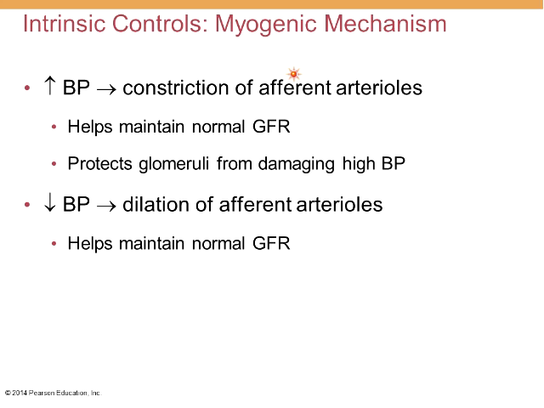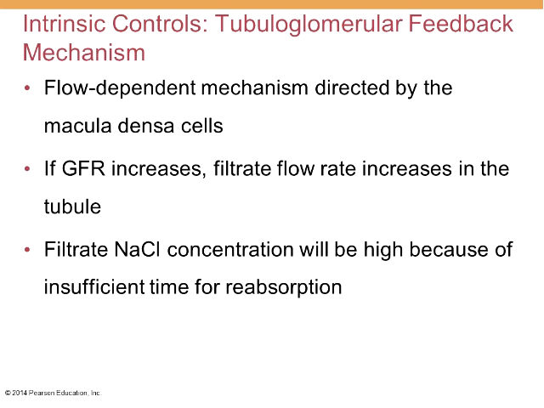Now, the opposite is true also. If there's a decreased blood pressure, it will dilate those afferent vessels and try to maximize the glomerular filtration rate so that we can keep blood flowing to the glomerulus. Now, the tubular glomerular feedback mechanism is a flow-dependent mechanism directed by the macula densa cells we talked about. If the GFR, the glomerular filtration rate, increases, the filter flow rate increases in the tubule. The filtrate sodium chloride, salt concentration, will be high because of insufficient time for reabsorption.